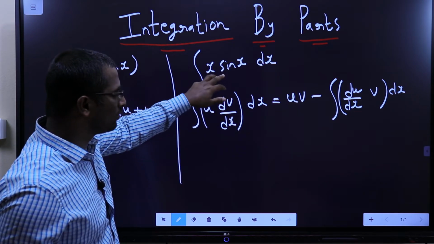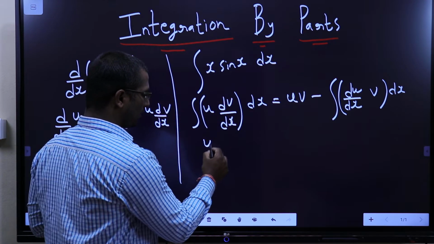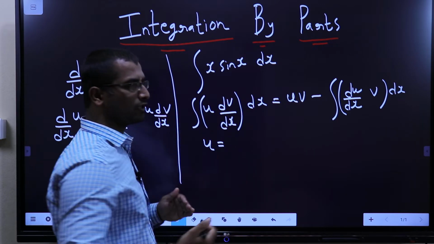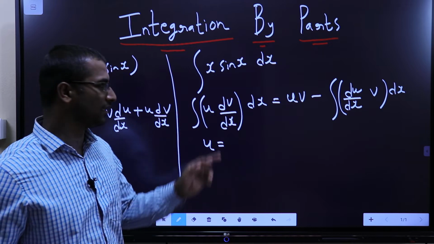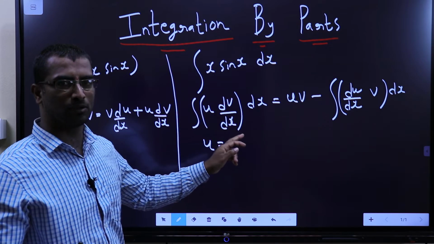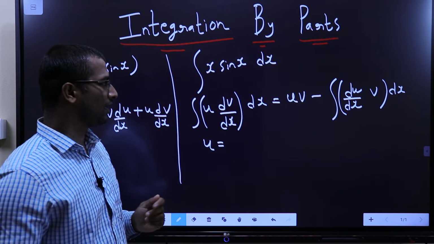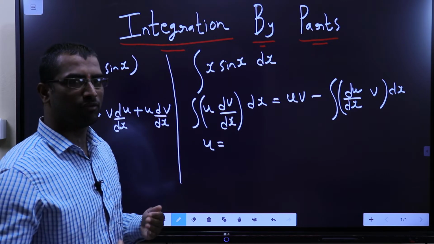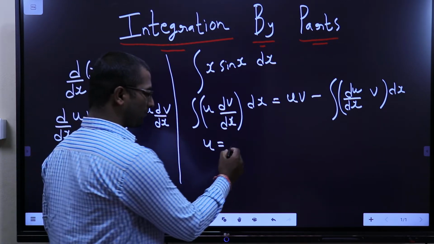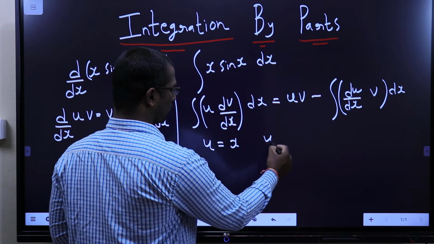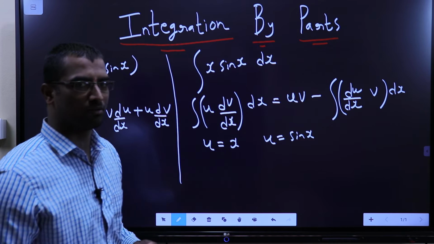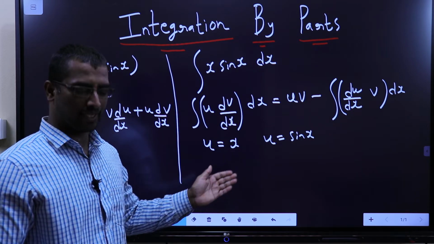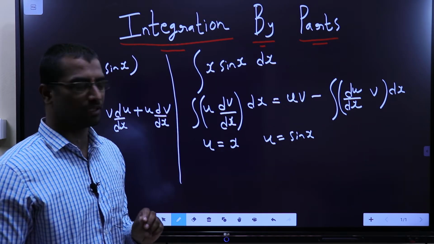Out of the given two, one of it you need to select to be u and the other one you need to select to be dv by dx. It's a rule here. One should be u, the other should be dv by dx. Now, which one should I select for u? Should I select u as x or u to be sine x? That confusion I get now. Whether should I select u equal to x or u equal to sine x is the confusion.